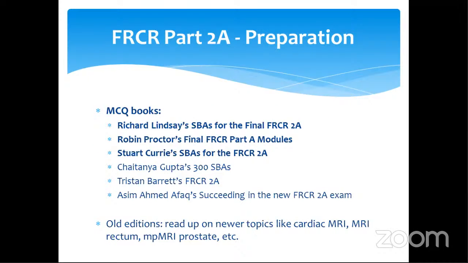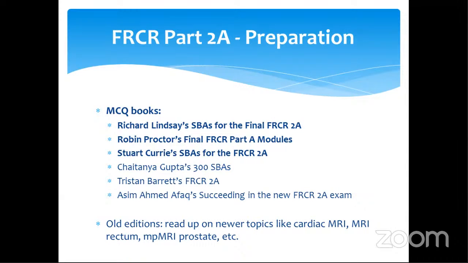These are the commonly read MCQ books for 2A. I would say that the top three are the best. I would recommend everyone to solve Lindsay, Proctor, and Curry. These three are a must solve. If you have time, you can read the other three. And one thing about all these books is that they are old editions.